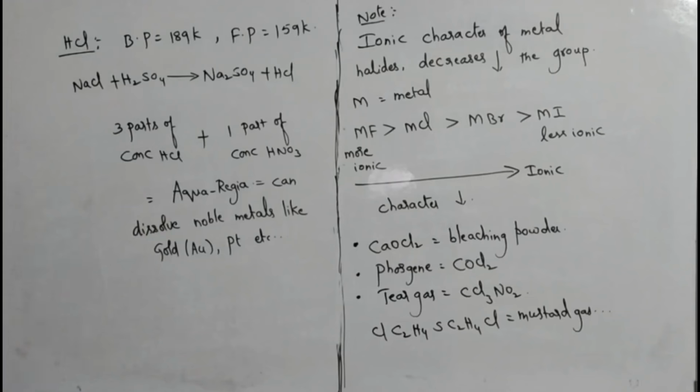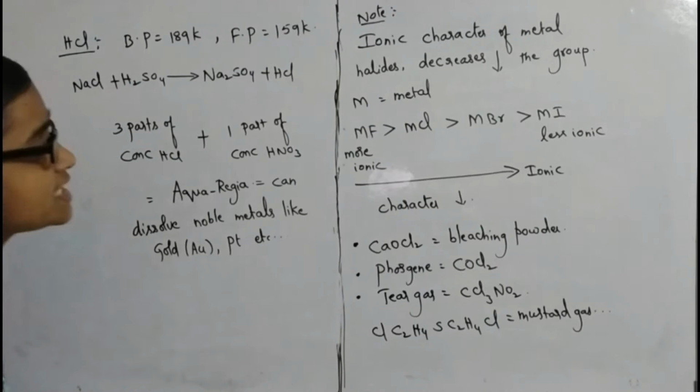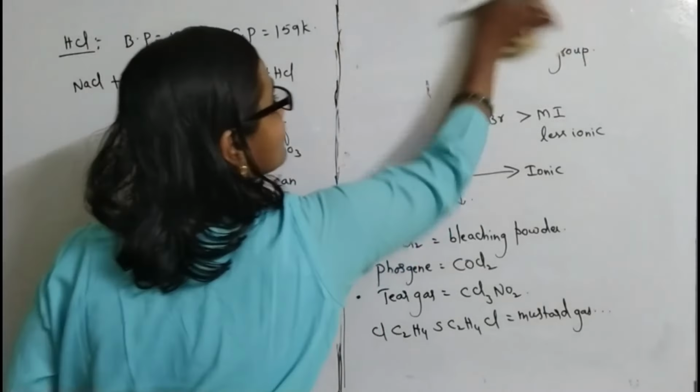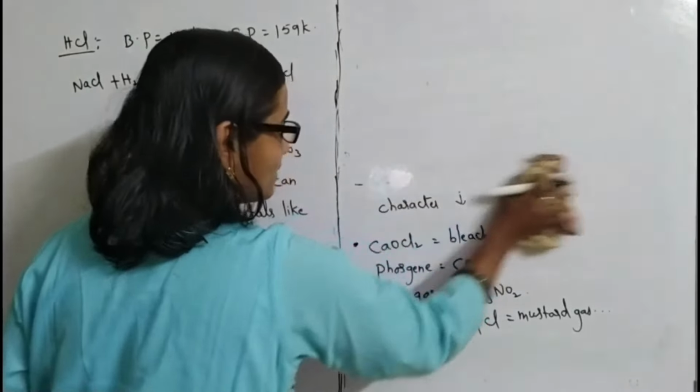Okay, so like that, you have certain important points regarding HCl, such as its uses as a laboratory reagent and for the extraction of glues and so on. You just go through that. Finally, in this 7A group elements, we have to learn about oxyacids of halogens and interhalogen compounds.